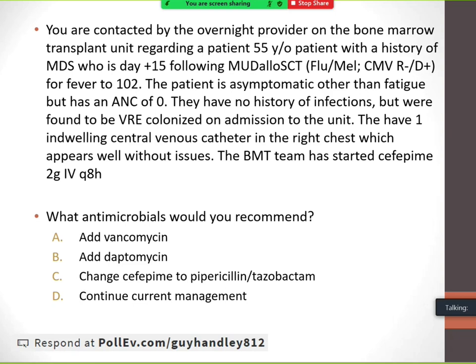They have no history of infections. They were found to be VRE colonized when they were admitted to the unit. They have one indwelling central venous catheter in the right chest, but it appears well. There's no issues. The team has started cefepime 2 grams IV Q8 hours. What would you add to that, or what would you recommend to the team?